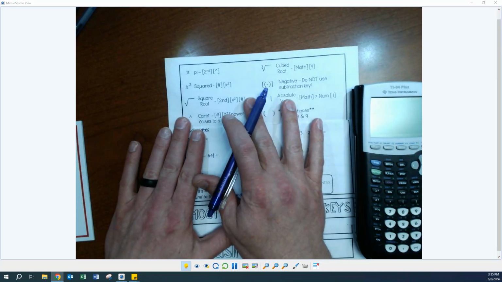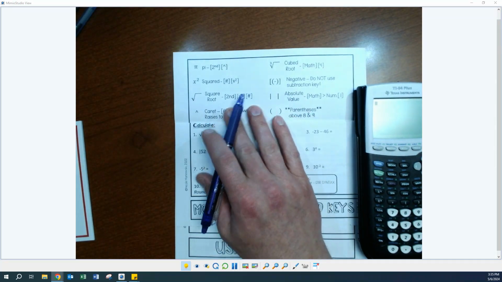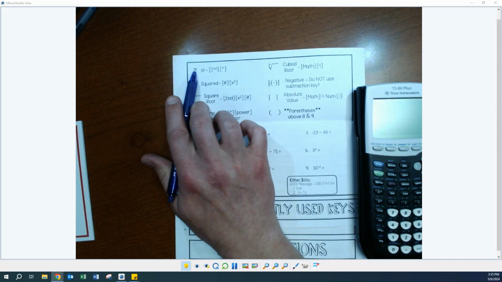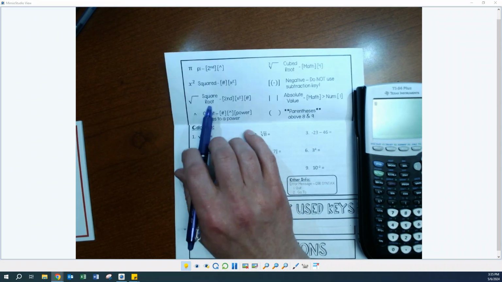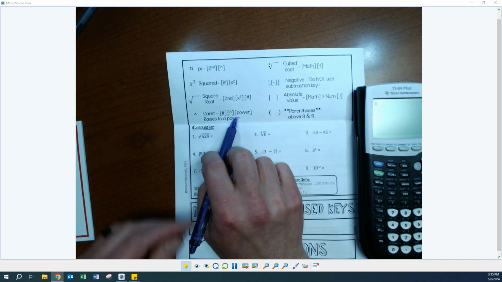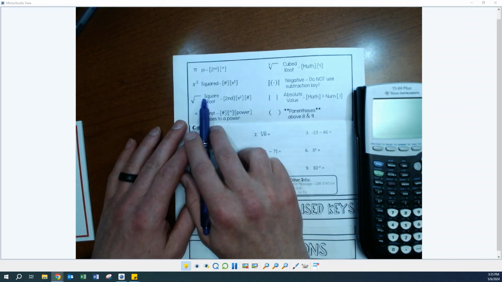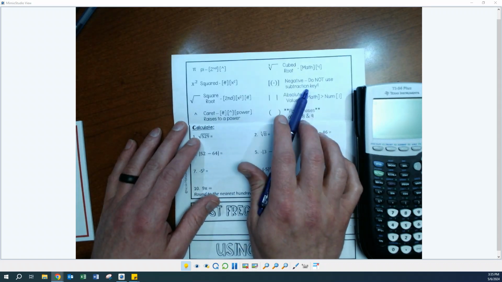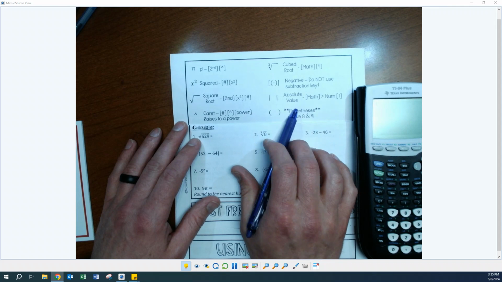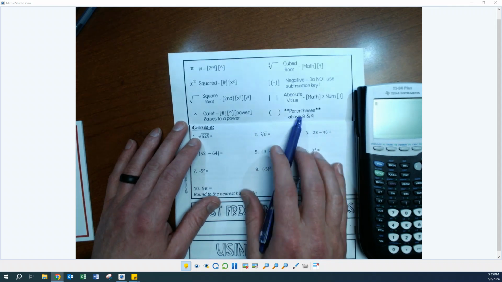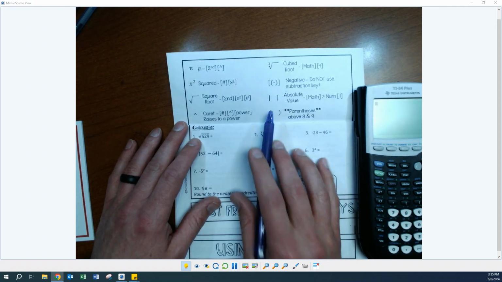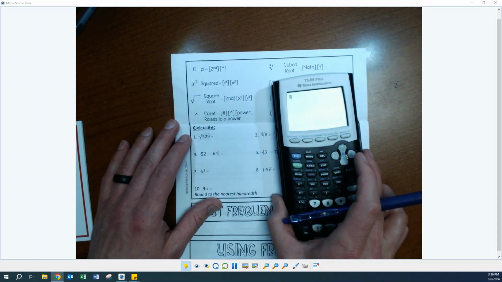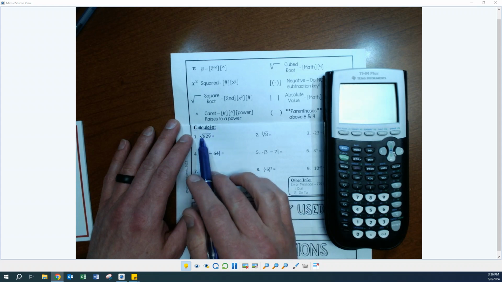Up here at the top, it shows you all the different ways to input different functions, such as pi, where to find squaring, square rooting, the caret, so raising it to any other power besides 2, cube root, and negative. Do not use the subtraction key; those are two different things. There's also the absolute value button and parentheses, because they are above 8 and 9 right here. So let's go ahead and do some of these basic calculations.